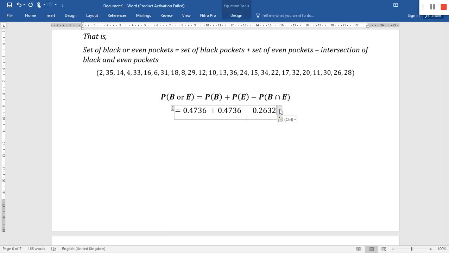And by the time you sum them, what do you have there? Let me see. 0.4736 plus 0.4736 is 0.9472, then minus 0.2632 gives us 0.684. So we have 0.684 as a result here. And that's pretty much everything that we are doing here.